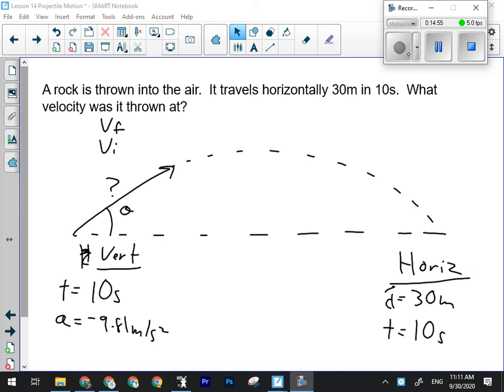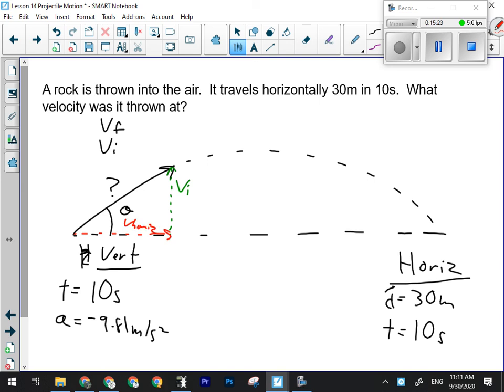Okay, what this question comes down to is this. I need to figure out the hypotenuse and the angle. In order to do that, I need two sides of this triangle, and right now, I don't have either one of them. But what I can remember is that this side here is my initial vertical velocity, and this side here is my horizontal velocity.